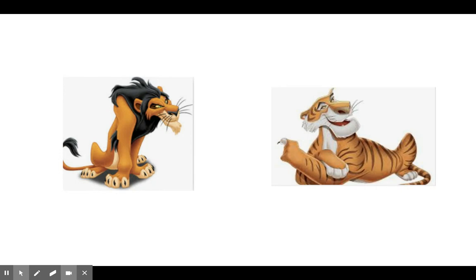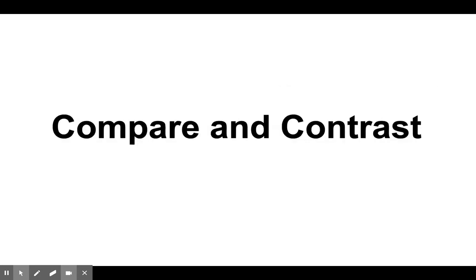Now, what do we notice about these two that are different? Well, one thing I noticed is one's a lion, the other's a tiger. One of them, if you look closely, has green eyes, the other one has yellow eyes. Something else I notice, one of them has stripes and one of them doesn't have stripes. When we look at two different things and we discuss how they are similar and how they're different, we call that comparing and contrasting.